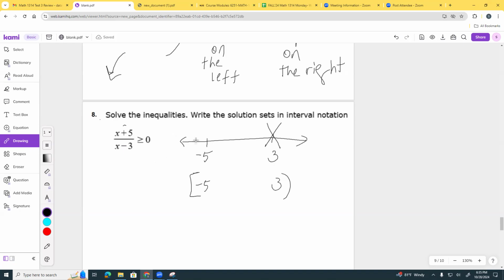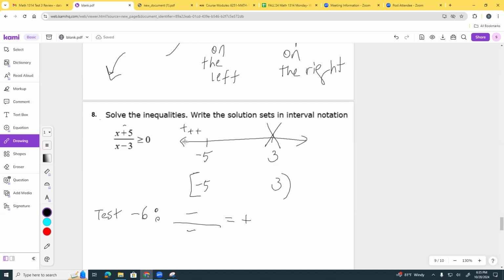Now we have to decide positive and negative regions. Let's test a number less than -5. What do we want to test? -6. If you plug in -6, -6 plus 5 is a negative number, and -6 minus 3 is another negative number. What's negative divided by negative? Positive. That means whenever I pick a number on the left of -5, it gives me a positive answer.